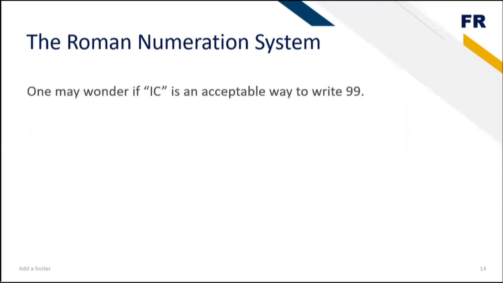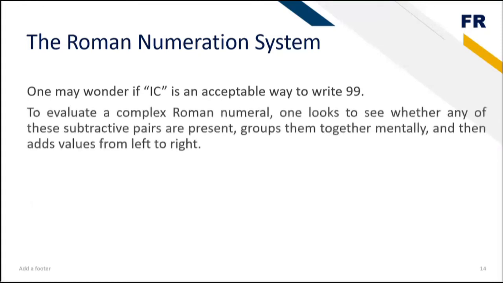One may wonder if IC is an acceptable way to write 91 or 99. Yung kayang pagsulat ng IC ay acceptable ba yon sa Roman numeration system? IC, so ibig sabihin magiging 99 yun. The question is if it is acceptable. To evaluate a complex Roman numeral, one looks to see whether any of these subtractive pairs are present, groups them together mentally, and then adds values from left to right.